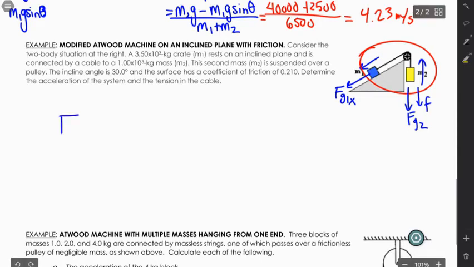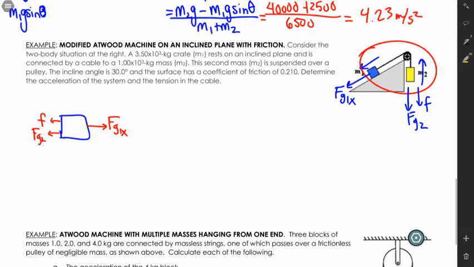And so when I draw that on my free body diagram, down the incline is going to be positive. So FG1X is going to be here, in the direction of motion. I want to go down the incline. Friction is going to be negative, and so is FG2.